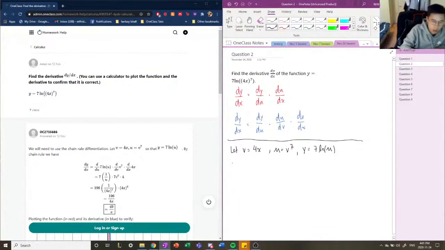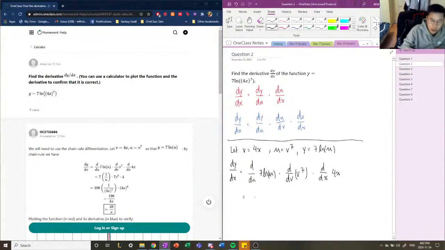So now if we were to apply our chain rule, we have dy over dx equals dy over du, or d of du of 7 ln u, times du over dv, or d of dv of v to the power of 7, and then dv in terms of dx, or d of dx of 4x. Okay, so this is going to equal dy over dx. So we're going to do each of these derivatives.